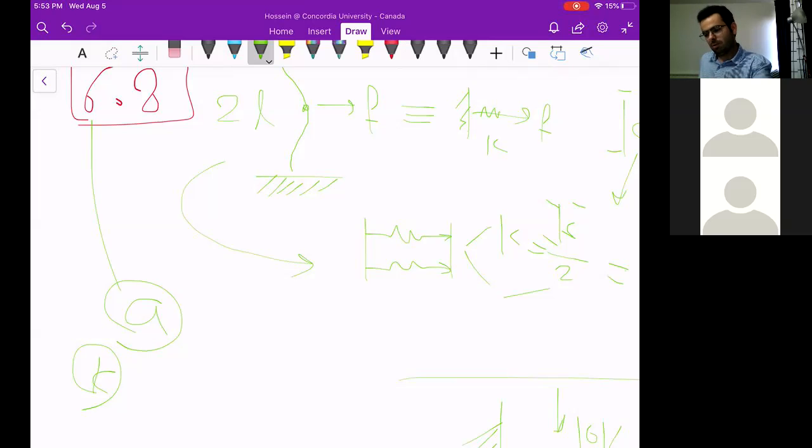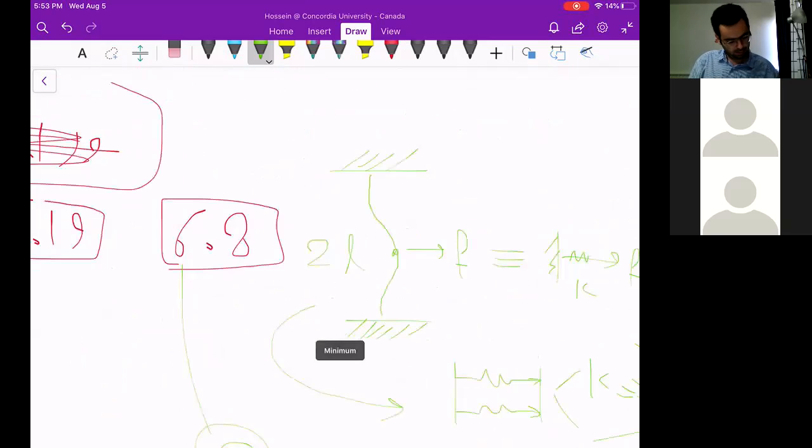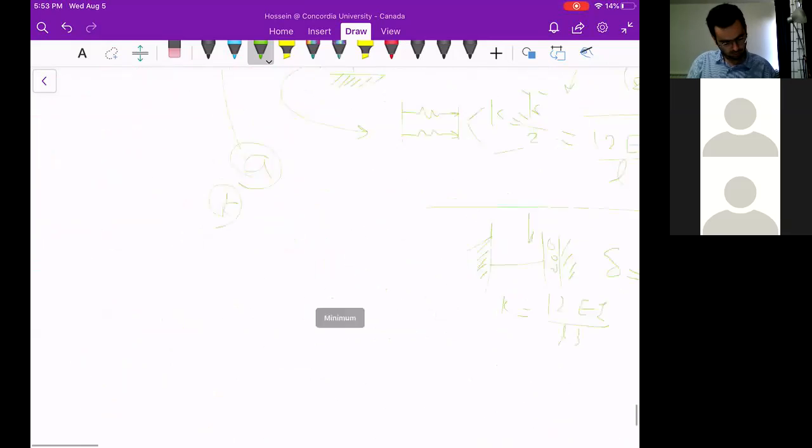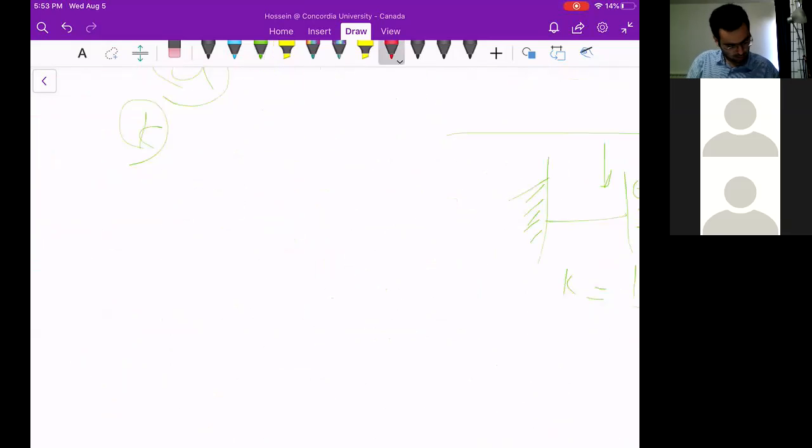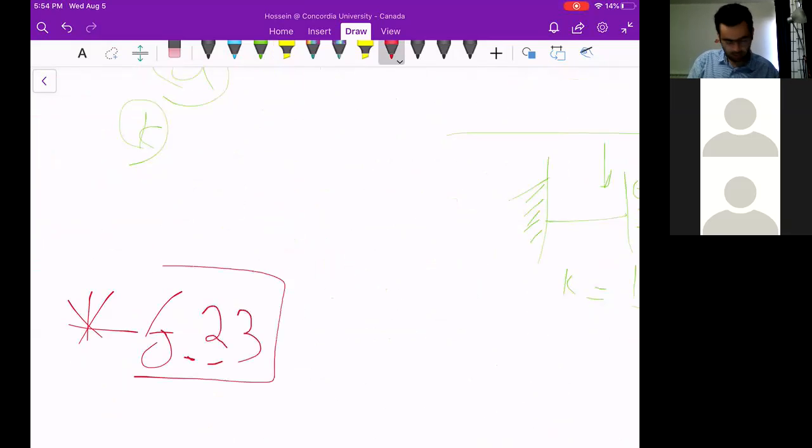Normal modes as orthogonal: there was a problem, very important. One, orthogonal mode. Problem 6.19. Problem 6.33 is very, very important.